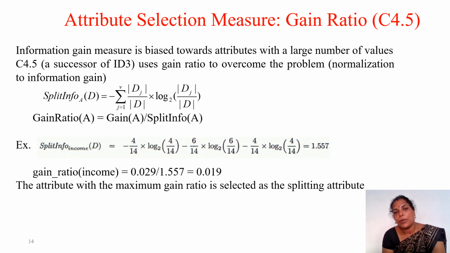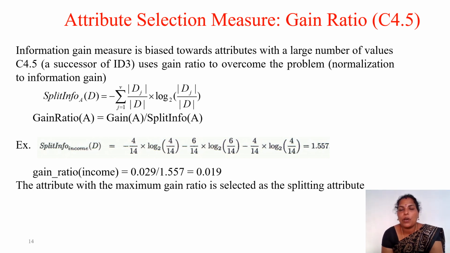Here is how we compute the value. We have the split info of D, that is minus sigma j equal to 1 to V of |Dj| divided by |D| into log 2 of |Dj| divided by |D|. Then we find the gain ratio: the gain of A divided by this split info of A. So we have to find the split information for each and every attribute.